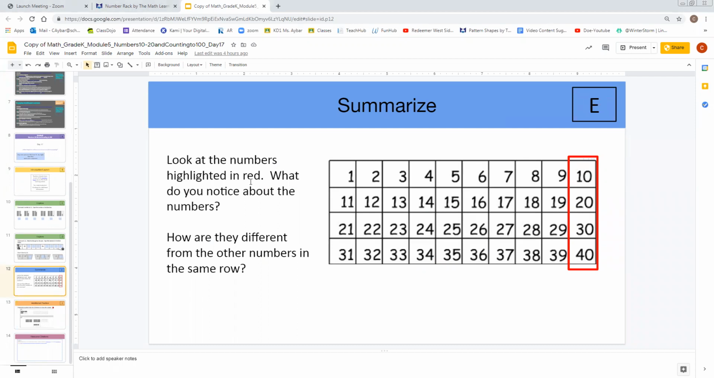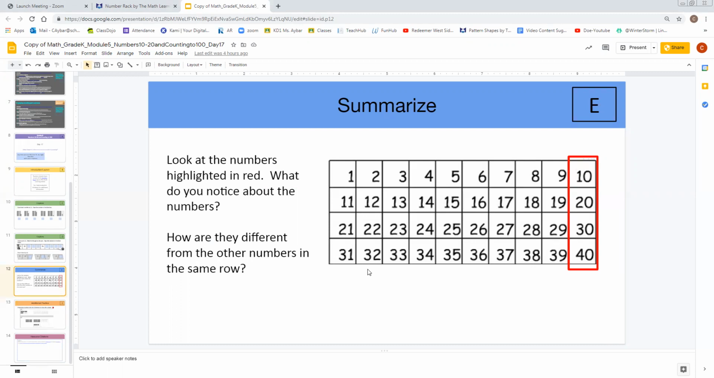You are welcome to use both of these questions, rephrase them in a way that is more acceptable for your class, or add additional questions. We want to make sure that, in order to really get the effect of it and understand whether your students are mastering the work, you at least read these two and give your students a chance to say them. So the questions for today are, look at the numbers highlighted in red. What do you notice about these numbers? These right here. And then the follow-up question says, how are they different from the other numbers in the same row?